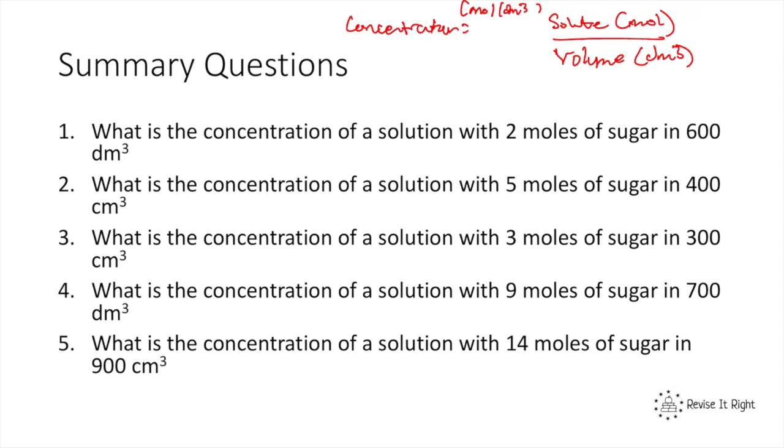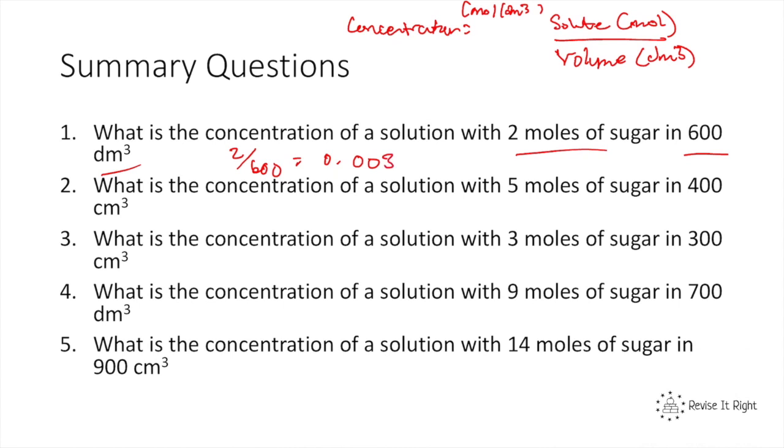So for 1, what is the concentration of solution with 2 moles of sugar in 600 decimeters cubed? So here we just do the moles divided by, of course, the volume, which is 600. So 2 divided by 600, pop that in the calculator, you get 0.003. Don't forget the units, moles per decimeters cubed.